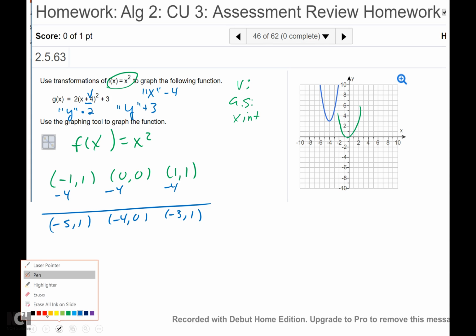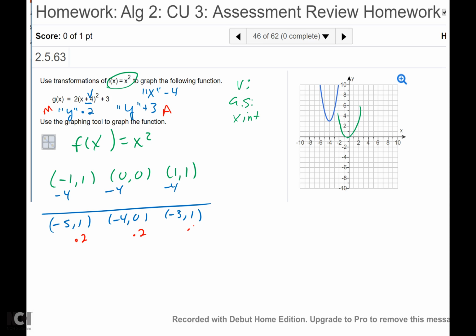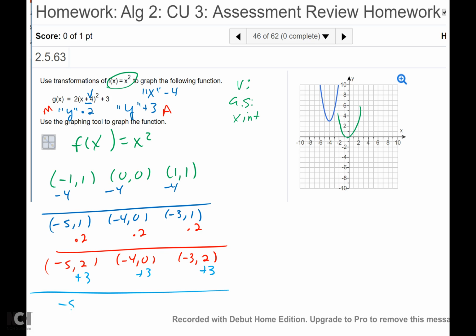Now since I'm doing more than one thing on the same letter, order matters. And for y, it's multiplication before addition. So I need to multiply all my y's by 2. Negative 5, 2, negative 4, 0, negative 3, 2. Okay, and then I need to add 3. Plus 3, plus 3, plus 3. Negative 5, 5, negative 4, 3, negative 3, 5. And if I plot those points, negative 5, 5, negative 4, 3, negative 3, 5, there's my new parabola.